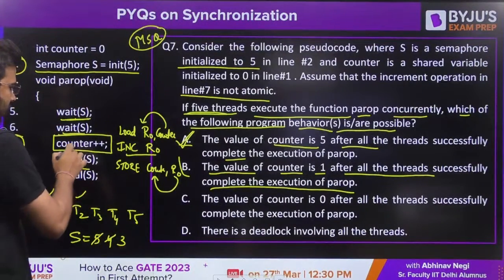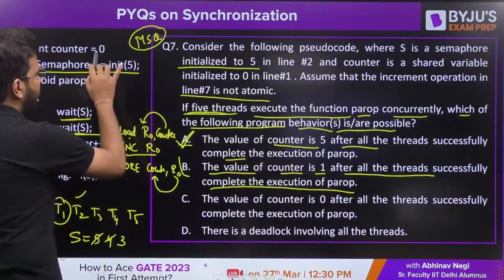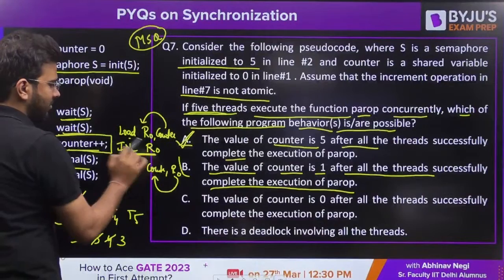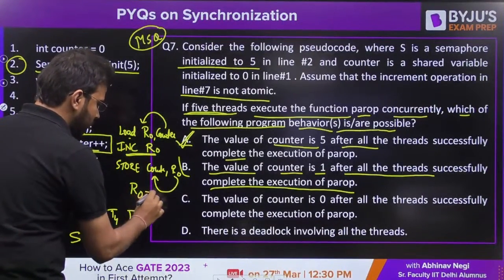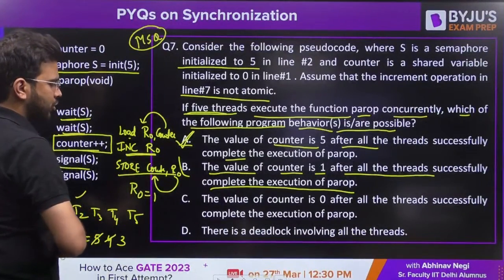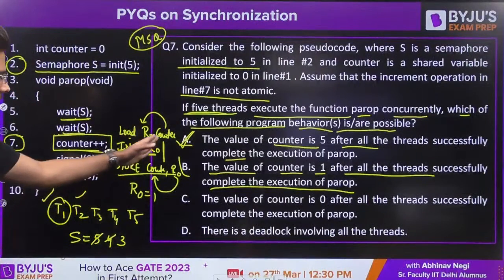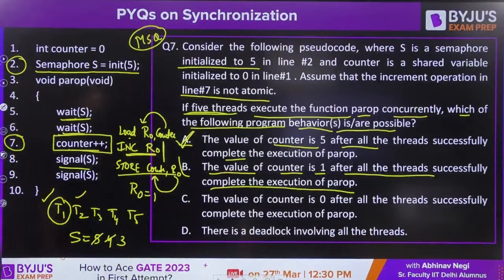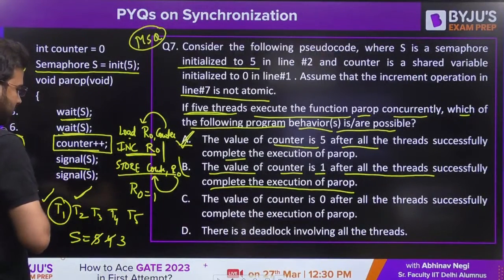Now counter plus plus, let's say load, it is going to load the value of counter, that is 0 here, increment R0. So R0 value will become 1 from 0. Just before it was about to execute this store statement, it got preempted. T1 thread got preempted here in the increment R0.